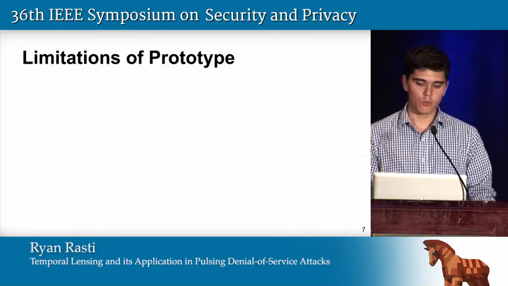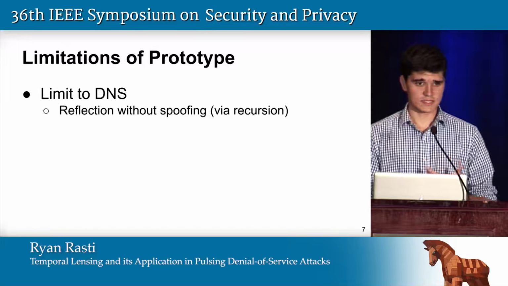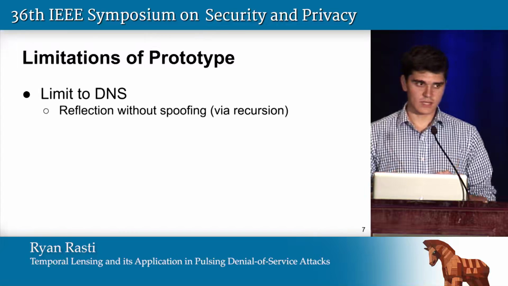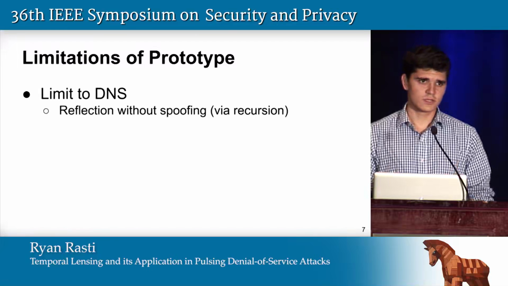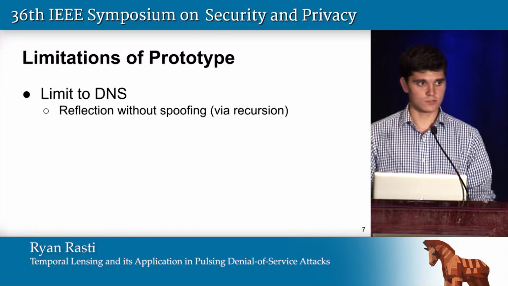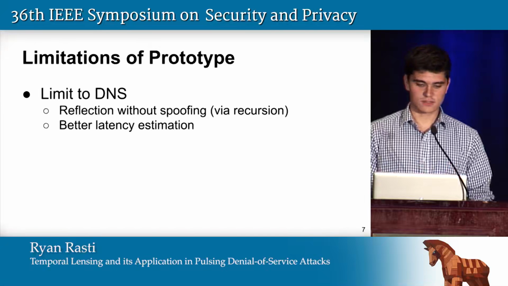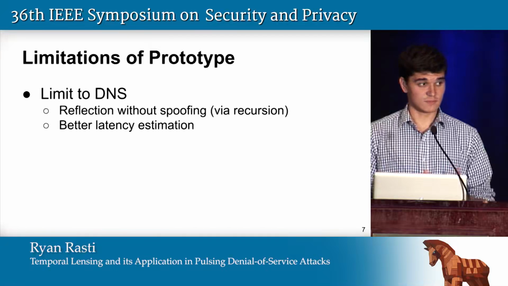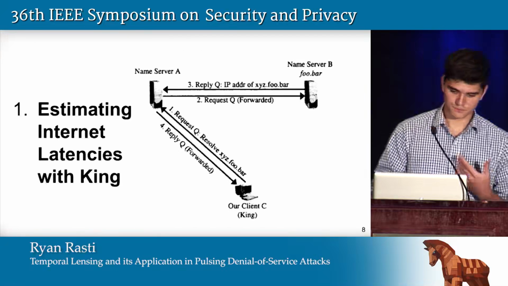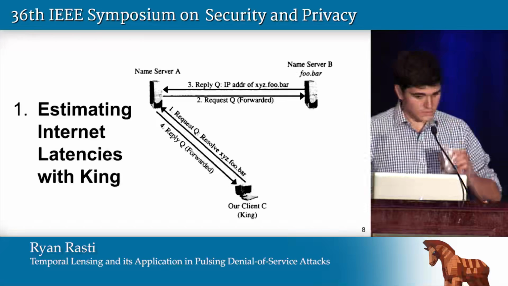And for our prototype, we're going to limit it to DNS. First of all, that lets us use DNS recursion to enable reflection instead of having to use source IP spoofing. And it also lets us get better latency estimations, as we'll show in the next slide.